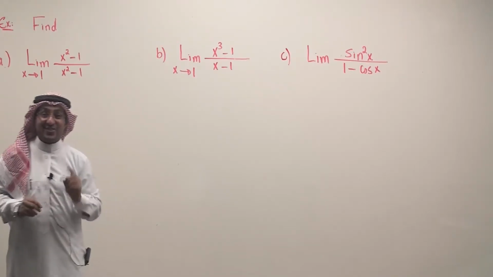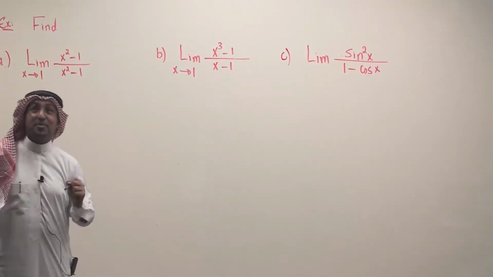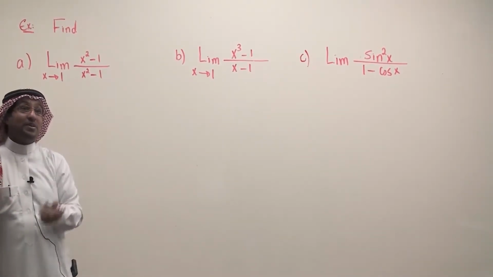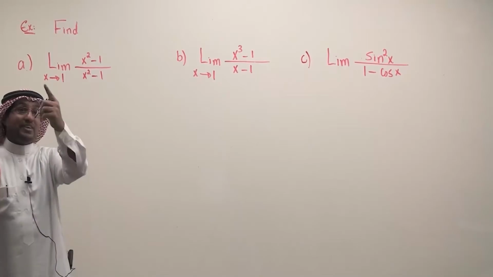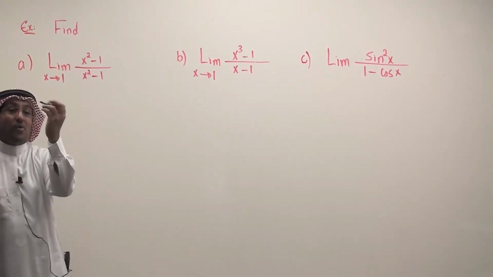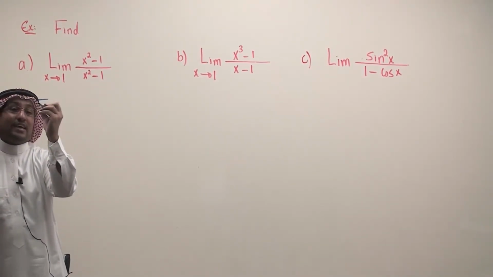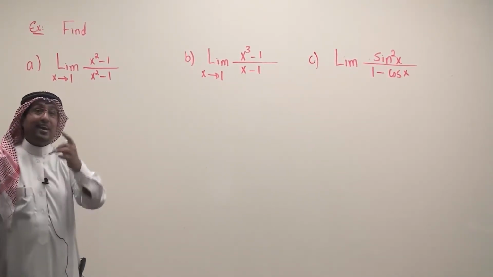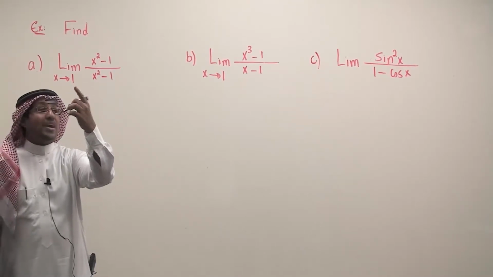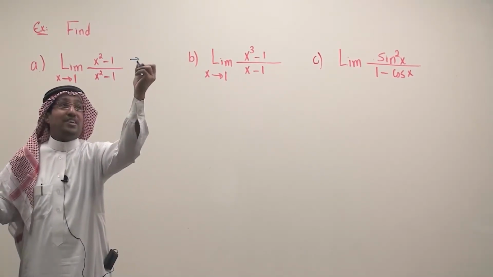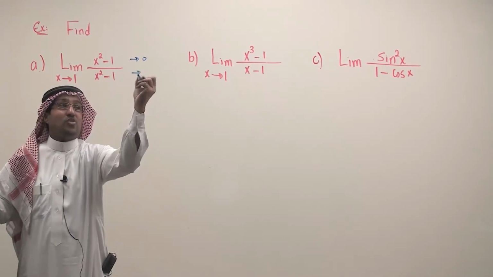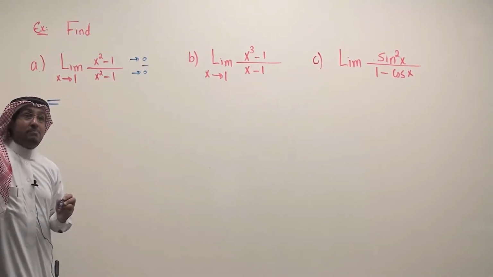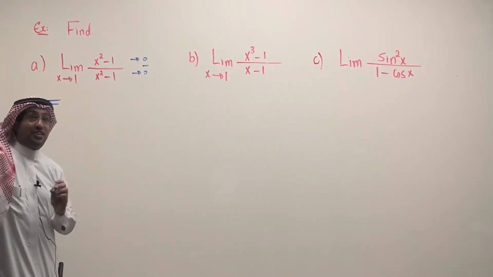Okay, let's see now how together we solve this interesting example. Let's find the limit of this function, x squared minus 1 divided by x squared minus 1, as x goes to 1. From the first look at this question, you would say, as x goes to 1, this goes to 0, isn't it? And this as well goes to 0. 0 over 0 is undefined. But this is not the way you should treat the limit.